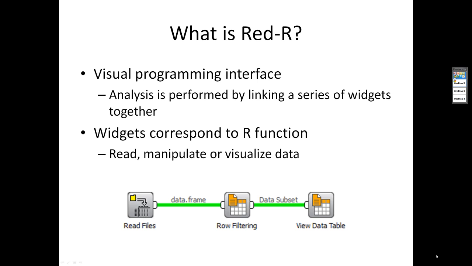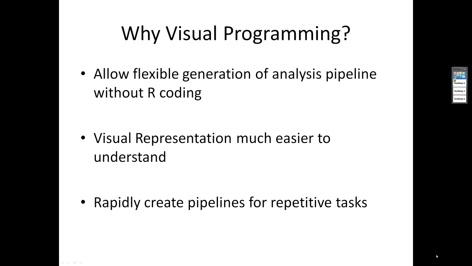We build a schema with 3 widgets. The picture of this schema is pretty self-explanatory. We read a file, pass the data to a row filter widget, which filters the data based on our criteria and passes the subset to a view data table widget. Even with this simple example, the advantages of visually representing analysis pipelines is clear.